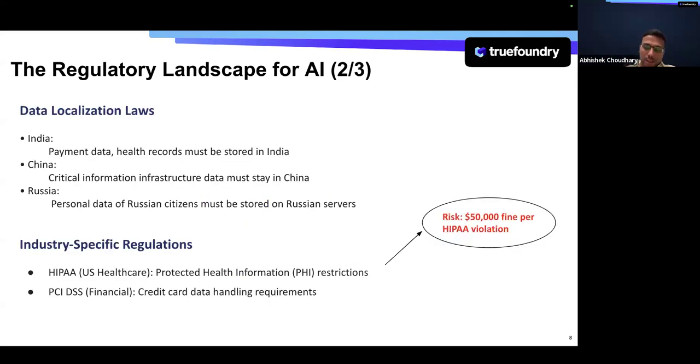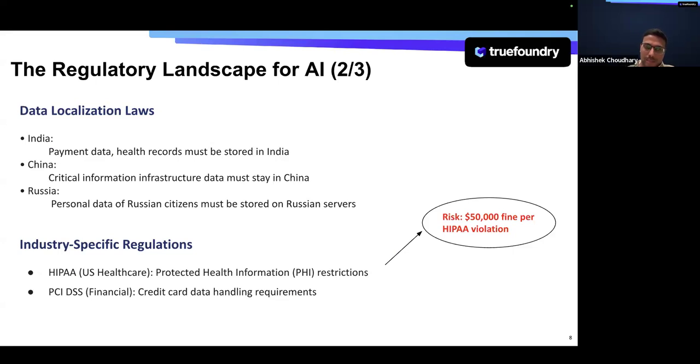Then come data localization laws. A lot of countries have data localization laws. For example, in India, all the payment data and health records have to be stored in India. They can't go outside India. In China, critical information infrastructure data has to be in China. In Russia, personal data of Russian citizens has to be stored on Russian servers.